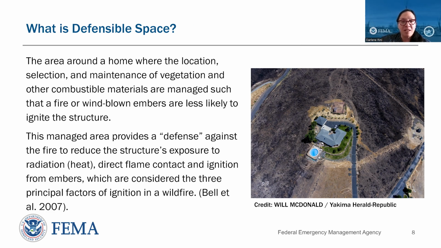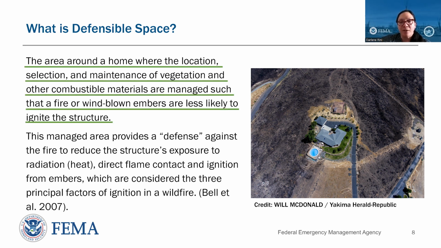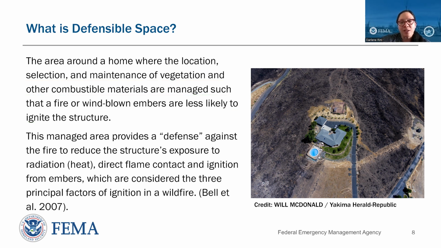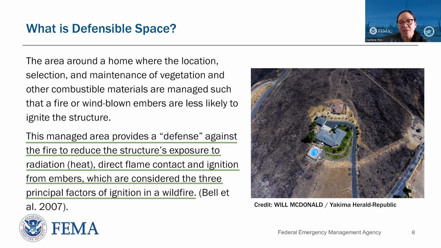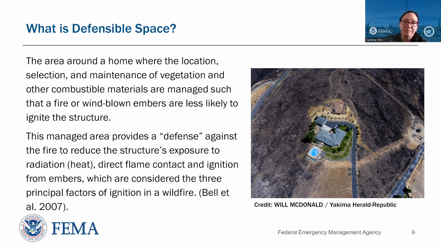So defensible space is defined as the area around a home or structure where the location, selection, and maintenance of vegetation and other combustible materials are managed such that a fire or wind-blown embers are less likely to ignite the structure. So this managed area provides essentially a defense against the fire to reduce the structure's exposure to radiation, direct flame contact, and ignition from embers. And again, these are considered the three main principal factors of ignition in a wildfire.